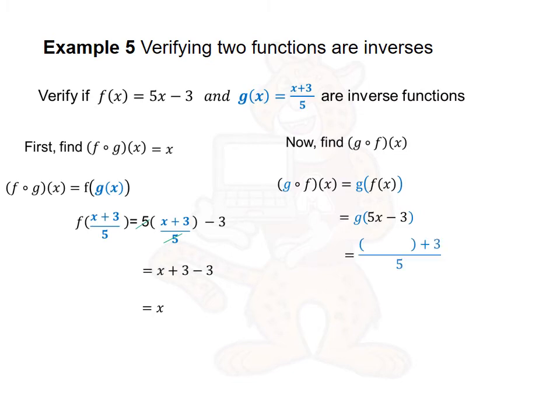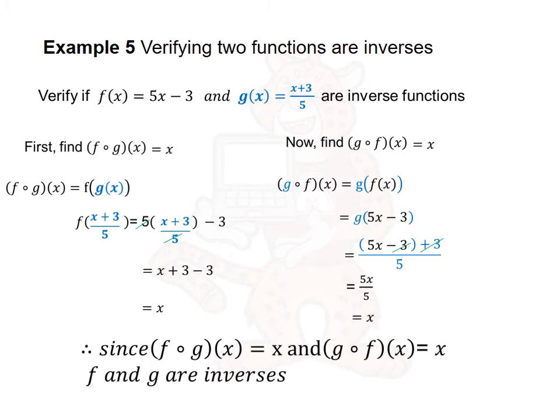So we have in here the space for the function g of x, that is going to be now the value of f of x, and we replace it into the right side of the g of x function, and this becomes (5x minus 3 plus 3) over 5. Now here we're going to simplify in the numerator. Negative 3 plus 3 is 0, it cancels, and what is left is 5x over 5, and 5x over 5 can be cancelled, and the answer will be x. So since both compositions, f composed with g equals x and g composed with f of x, give us x, f and g are inverses.